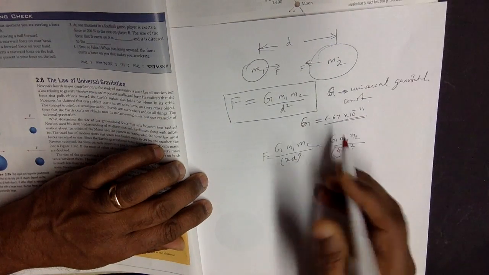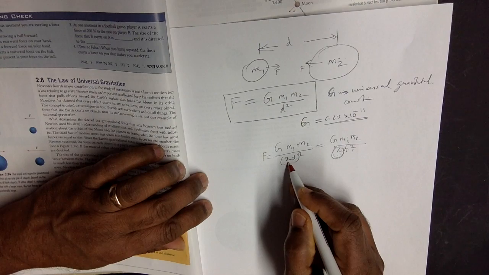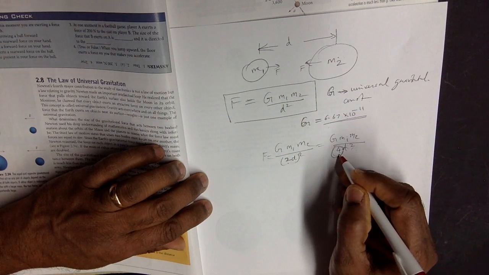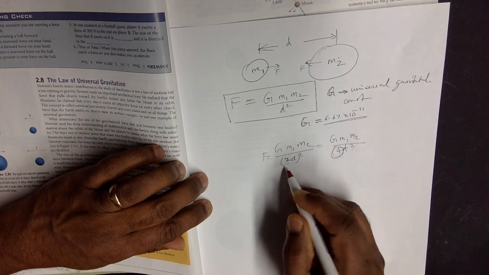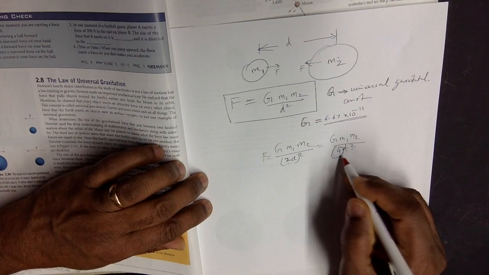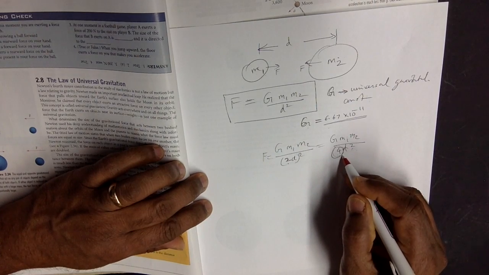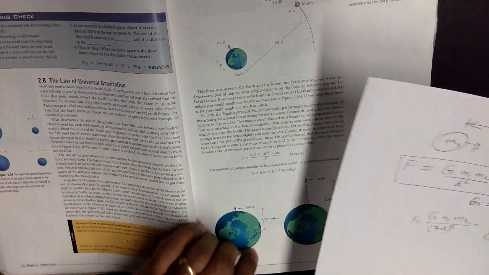So again, if the distance is doubled, the new force is F over 4. If the distance is tripled, then the new force is going to be F over 9. If the new distance is 4 times bigger, the new force is going to be 16 times smaller. So that's something that you need to understand in terms of proportion.